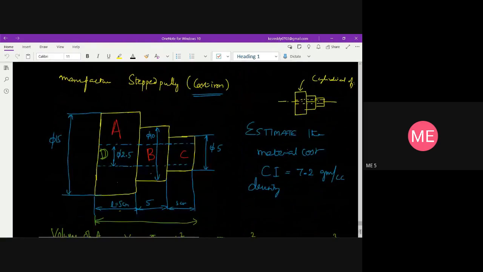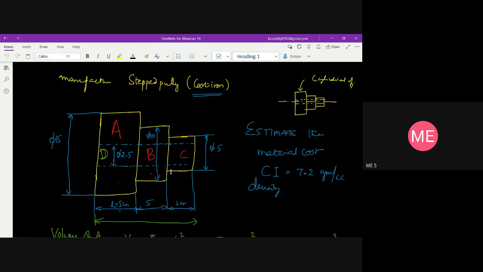See here, if I want to manufacture a stepped pulley whose dimensions have been given here, I have taken the component in three parts, that is A part, B part and C part. Each part represents a cylinder. A is a cylinder, B is a cylinder, C is a cylinder, and there is a hollow. I have represented it with the dotted line. There is a hollow portion.